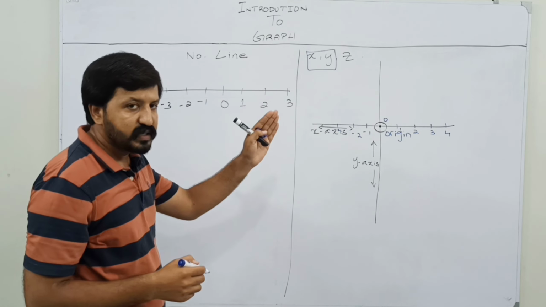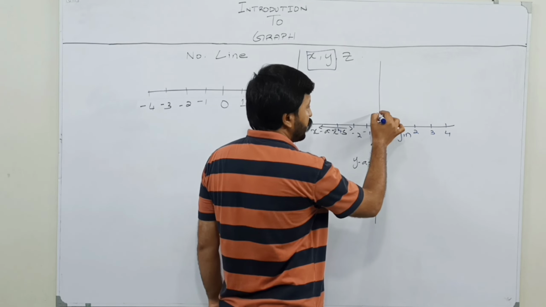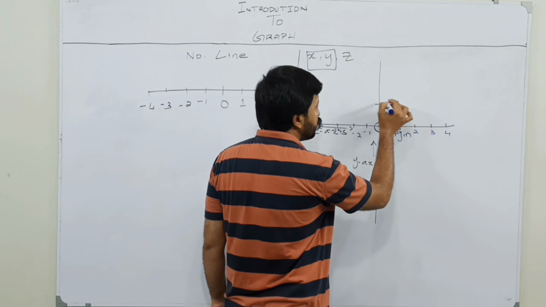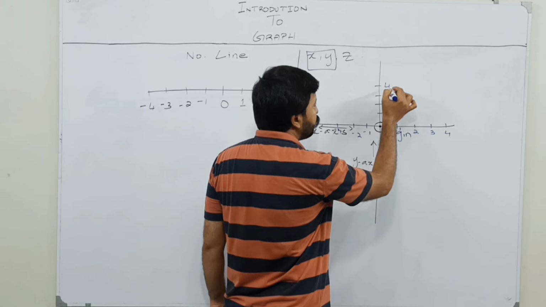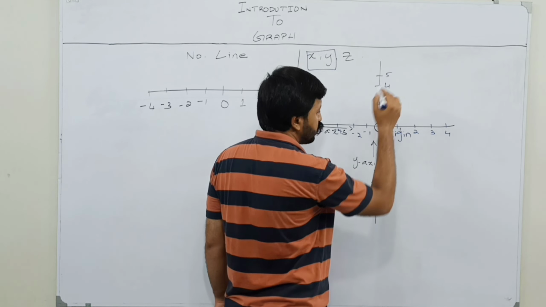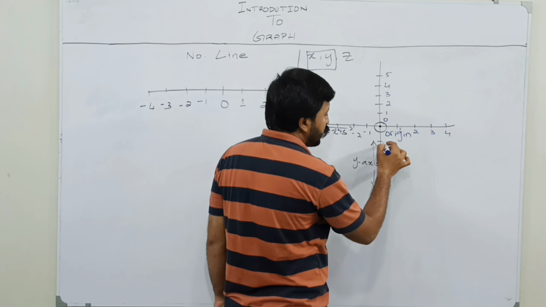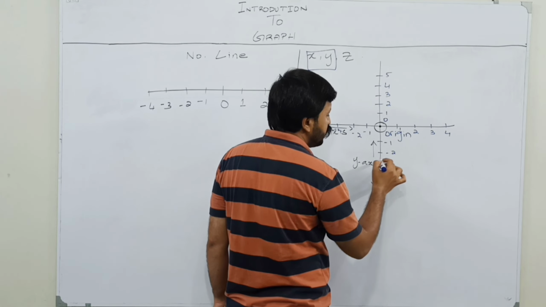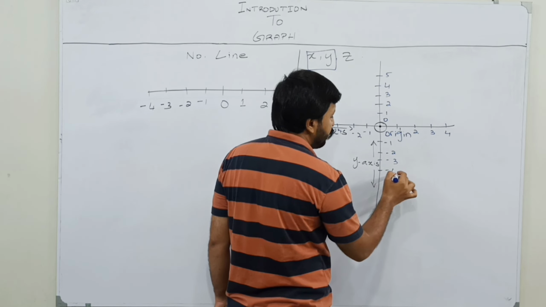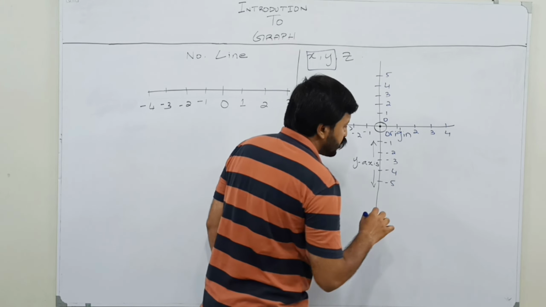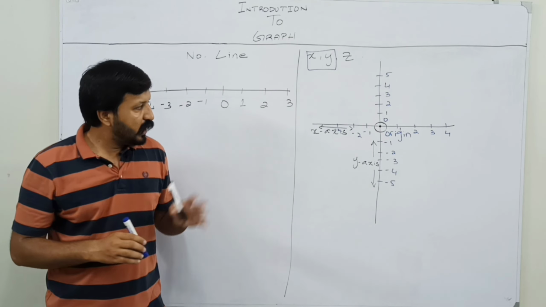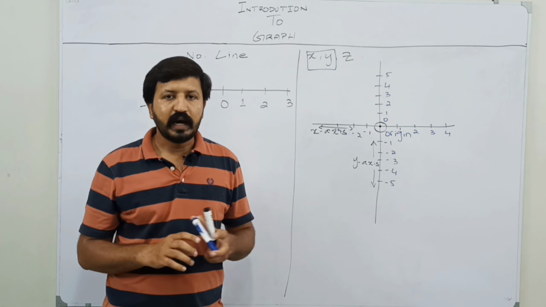And what about the vertical axis? If we go up, it will be plus 1, plus 2, plus 3, plus 4, plus 5 and so on. And if we go down, it will be minus 1, minus 2, minus 3, minus 4, minus 5 and so on. Okay, I hope you guys have understood till now.